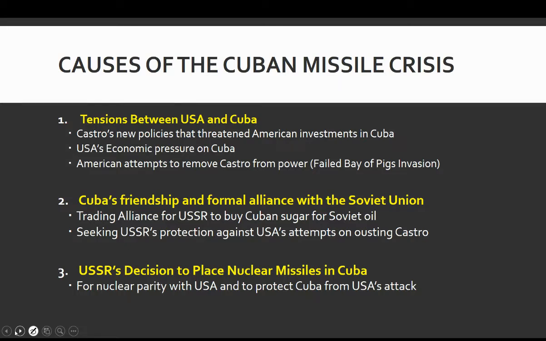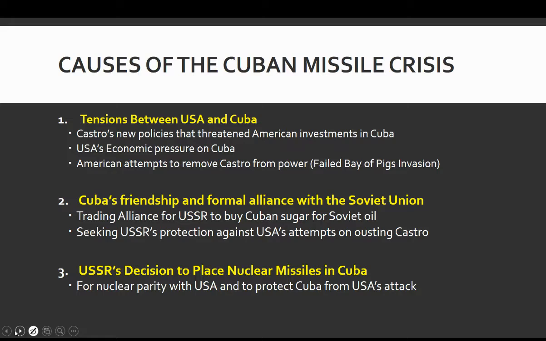new trading partners in the Soviet Union, and America's attempts to remove Castro from power in the failed Bay of Pigs invasion. All of this led to Cuba feeling rather insecure and looking for new allies, which is what led to the second factor, Cuba's friendship and alliance with the USSR.